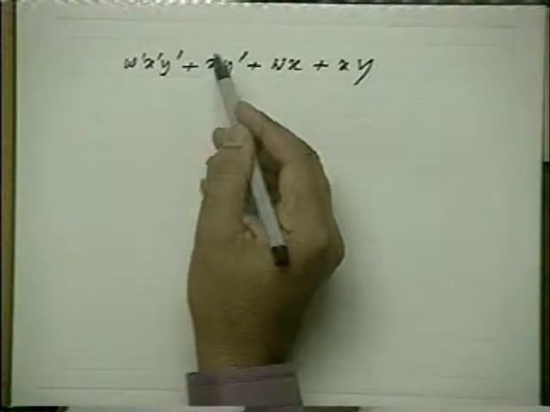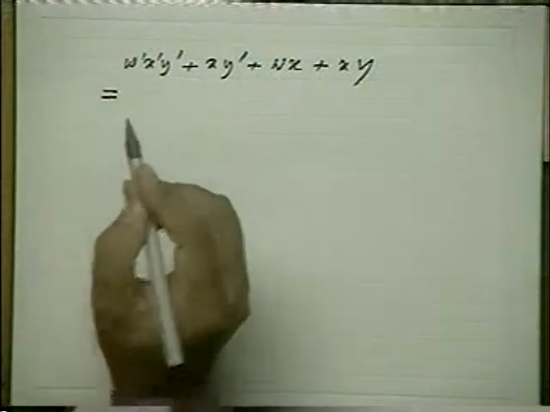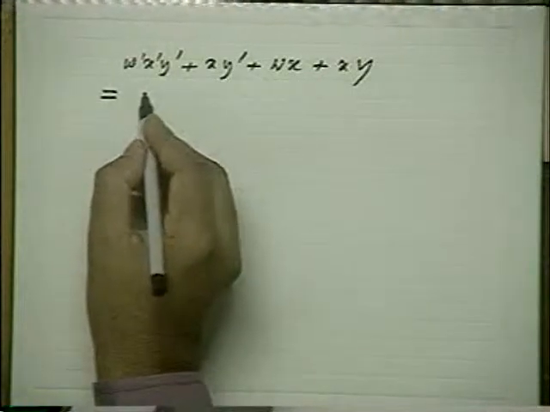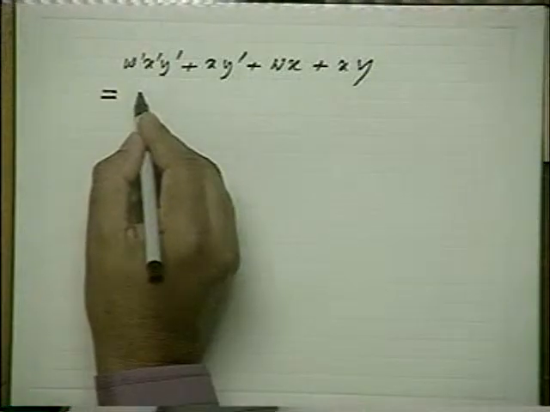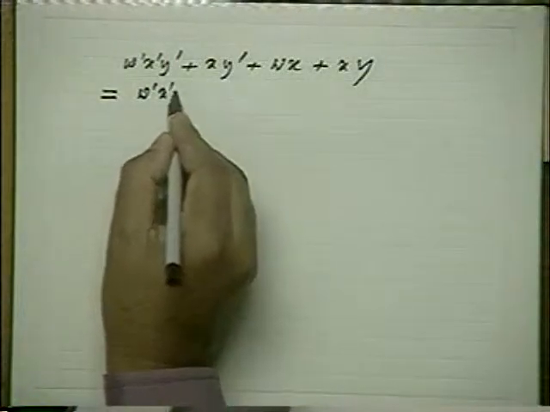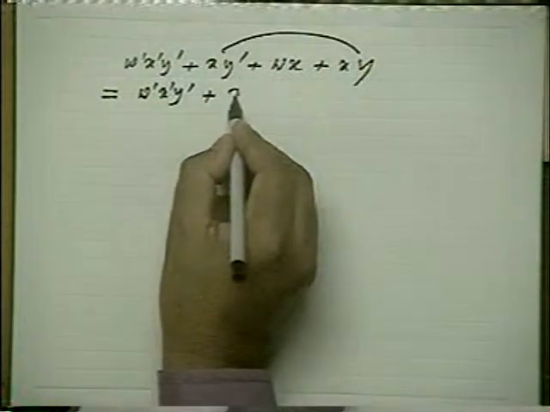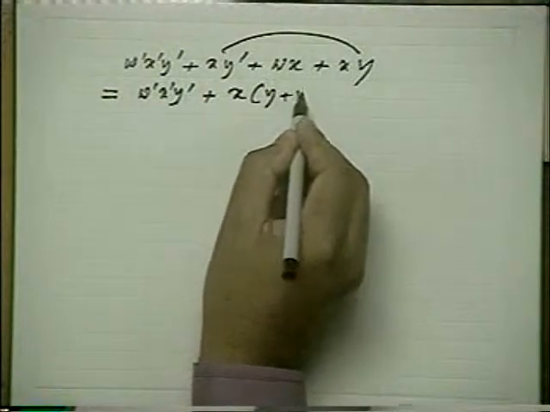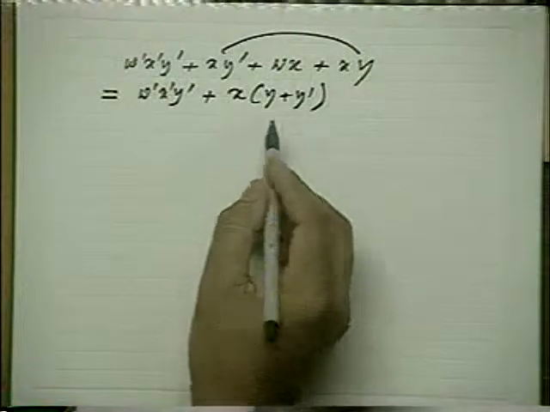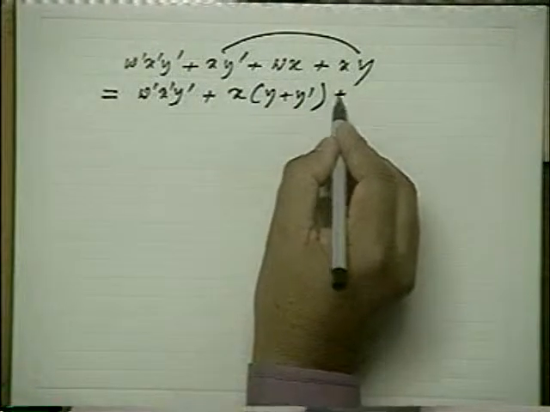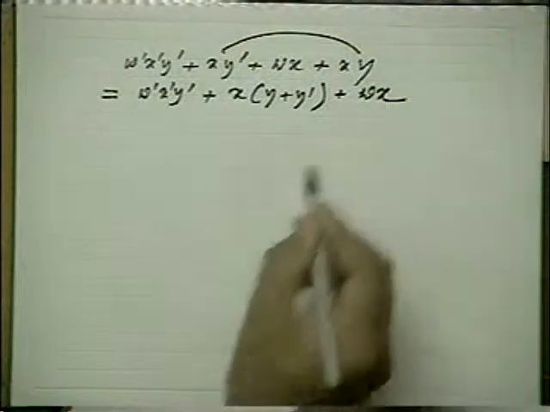And the Boolean algebra gives us a method of manipulating these expressions to convert one expression into another expression. For example, let's see, this expression we can manipulate this way: w bar x bar y bar, from this and this I can take x and make it y plus y bar, and plus say wx.